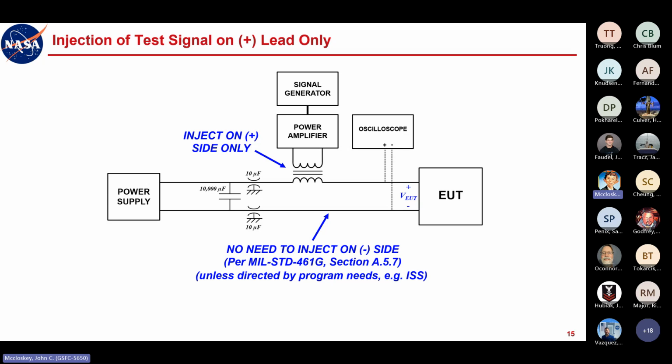Now, the one caveat for not injecting on the negative side is unless directed by program needs, such as ISS. Power feeds on ISS, I've never really understood them, but all of my colleagues who work ISS say it's, well, there are varying epithets that they use that I won't bother saying here, but it sounds like it's a bit of a mess. And for a lot of those reasons, they say you do need to inject on each side individually. But unless you're on a platform like that that tells you you have to do that, injecting on the positive side is sufficient.